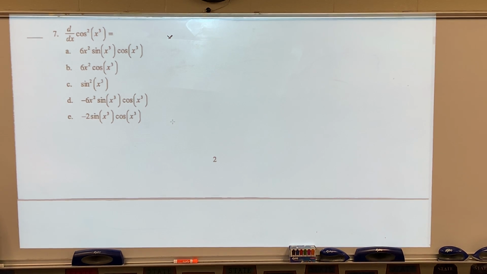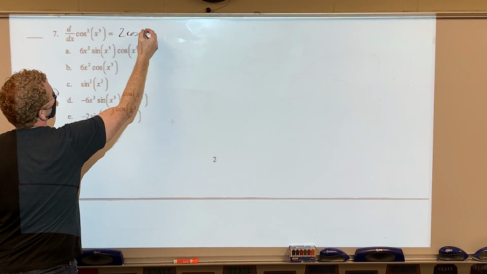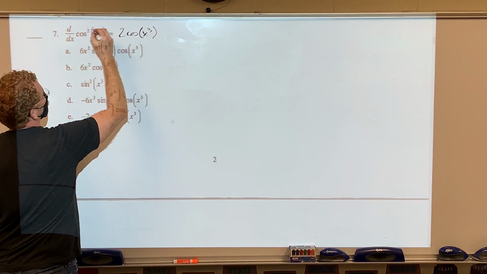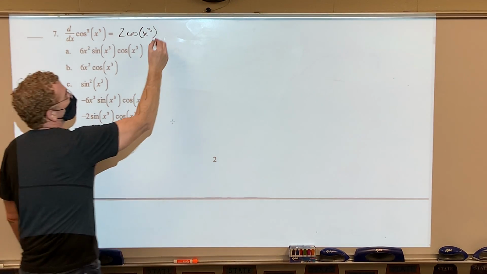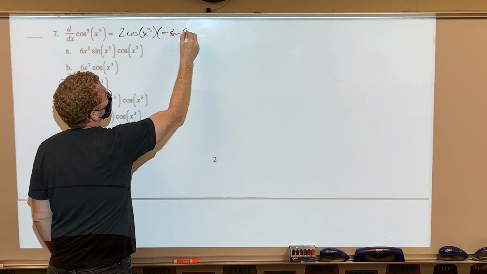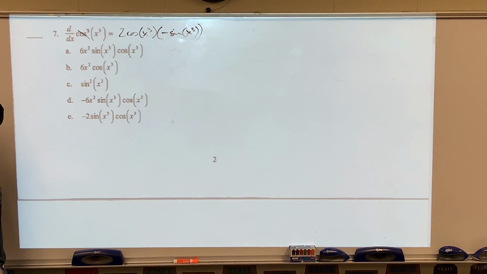Big chain rule, right? What would you start with? So 2 sine x cubed. And that takes care of the 2. Negative sine times... Takes care of the cosine.